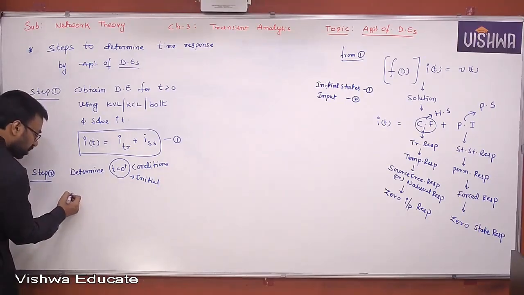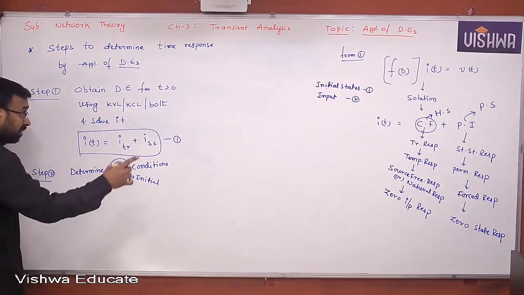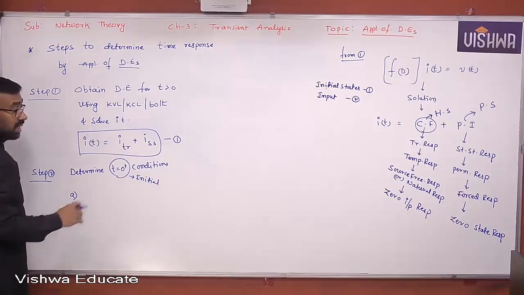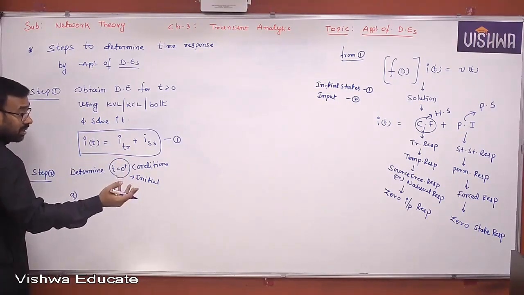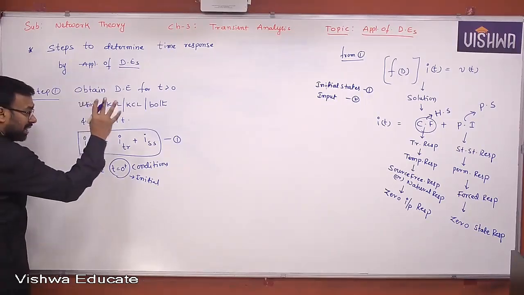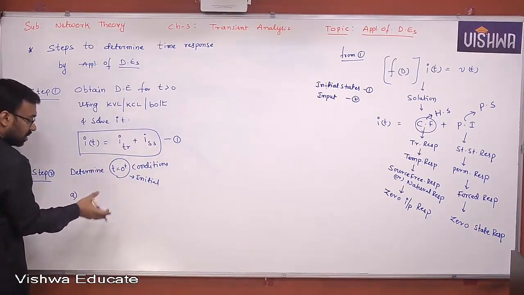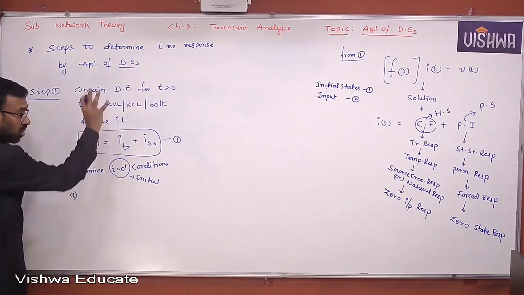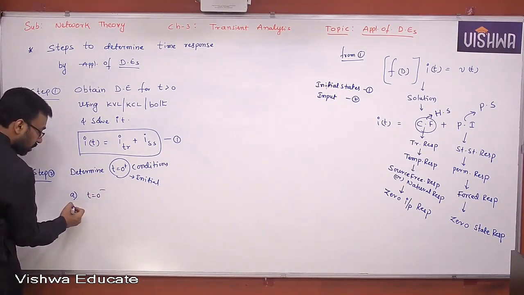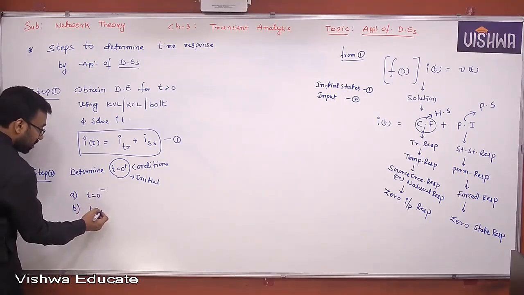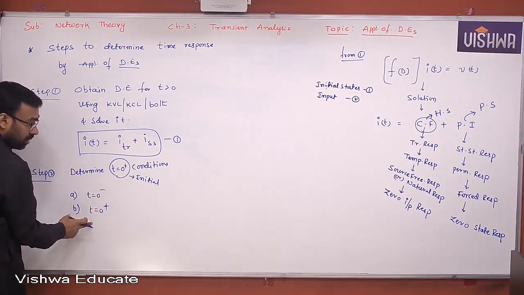Initial conditions, there is a procedure. What is that? Three-step approach again, whatever we learnt in the earlier sessions on initial conditions, how to determine. You just take the entire calculation part and apply here. Just copy and paste here. That is, t equal to 0 minus first we do, then t equal to 0 plus we go.